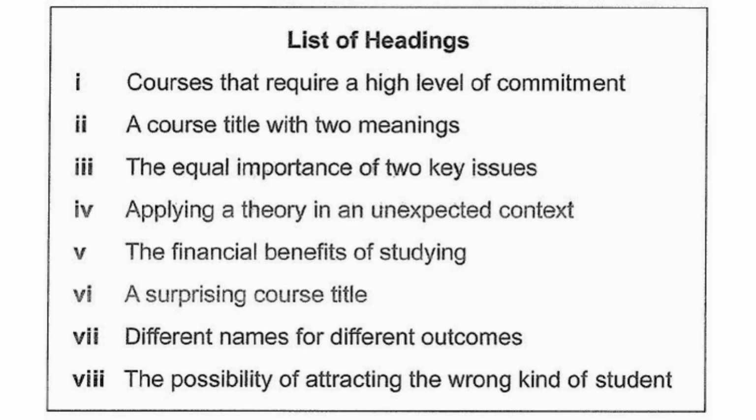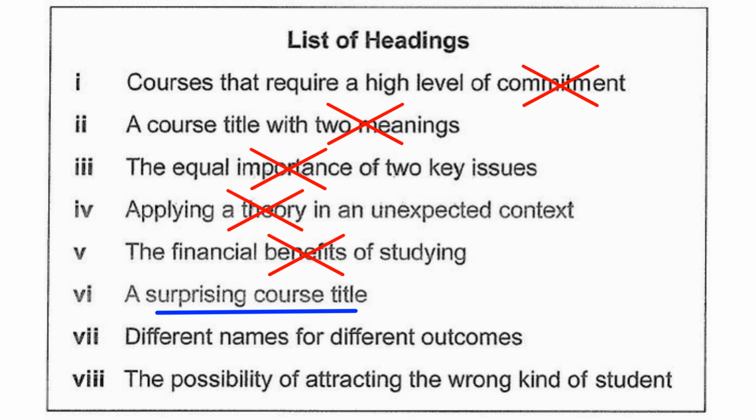Now let's look at our titles to understand which one can be more suitable for this paragraph A. So looking through all these titles, we can say that it's not about commitment like in the first one. It's not about two meanings of the name of a course. It's not about importance of any issues. It's not about applying a theory in an unexpected context. It's not about financial benefits. It's about a surprising course title, a very brief and easy heading.